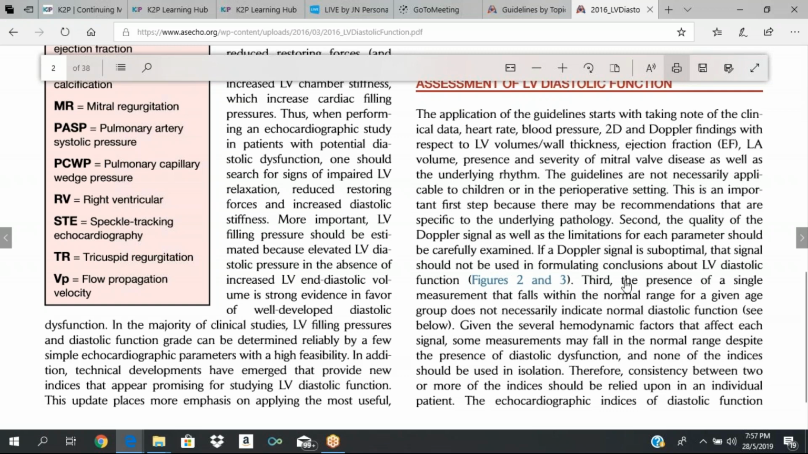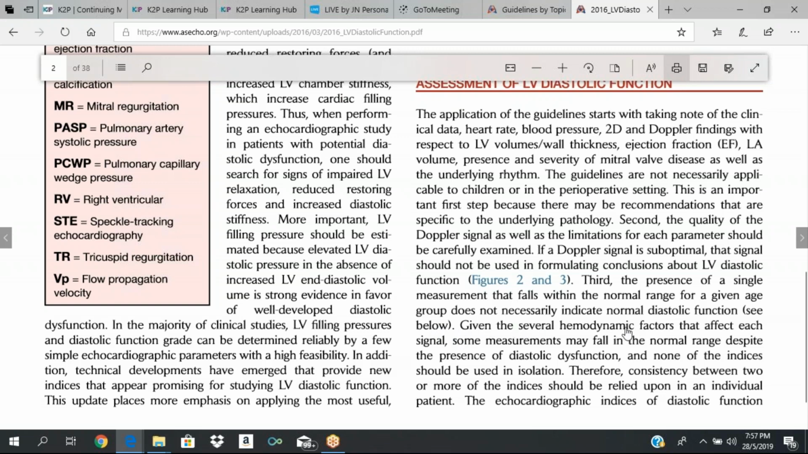Third, the presence of a single measurement that falls within normal range for a given age group does not necessarily indicate normal diastolic function. So we're going to look at a group of parameters, and we use a number of them to make the assessment.